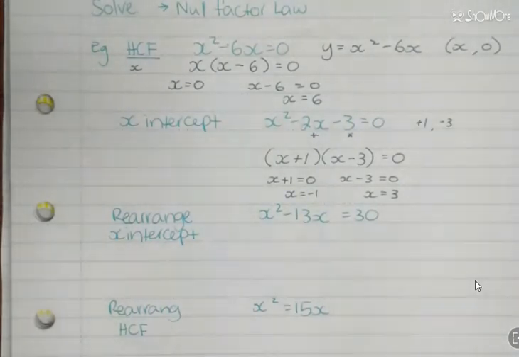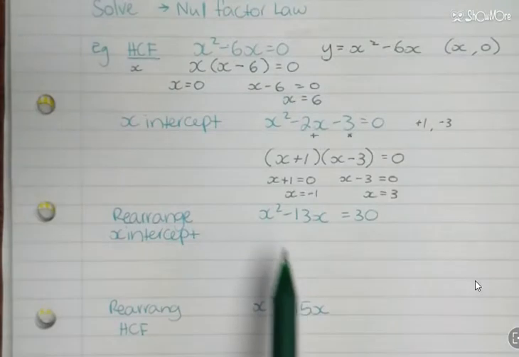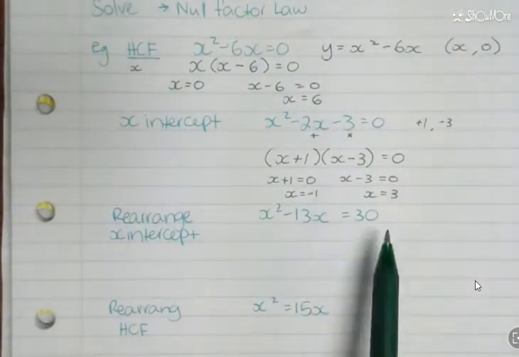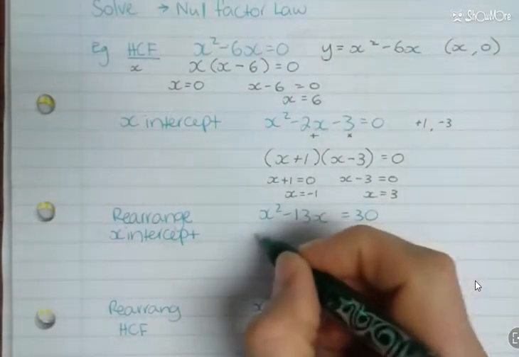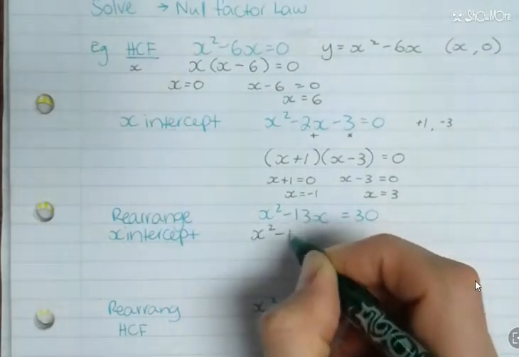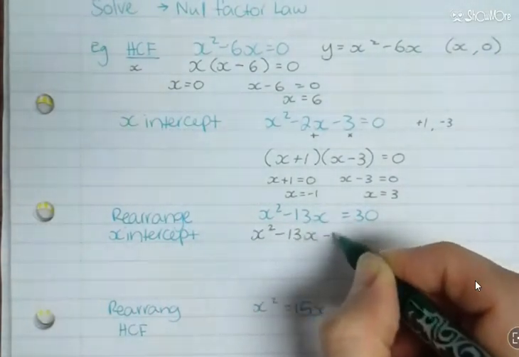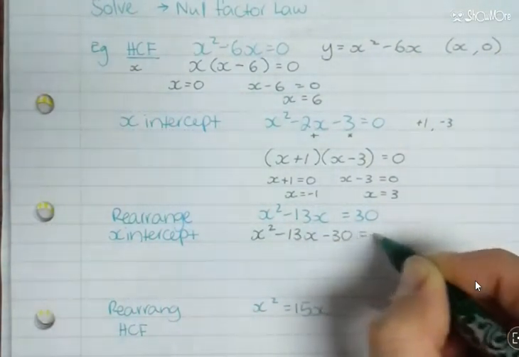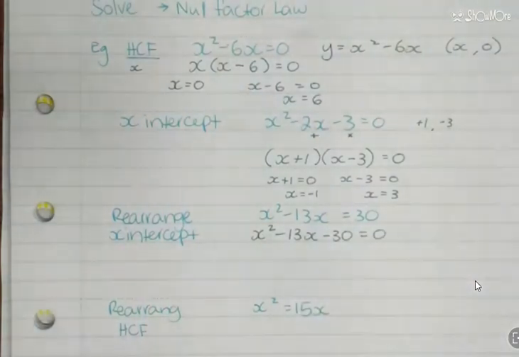So the next one, it's the same thing, but it's just not quite in the format that we want it. We have to have it equal to 0 for us to be able to solve it. So you're all clever enough to be able to rearrange it so that it is equal to 0. Okay, so in this case, we want to keep our x squared positive, so we're going to move the 30 across. So we're going to end up with x squared take 13x take 30 is equal to 0. Okay, I've made it equal to 0.